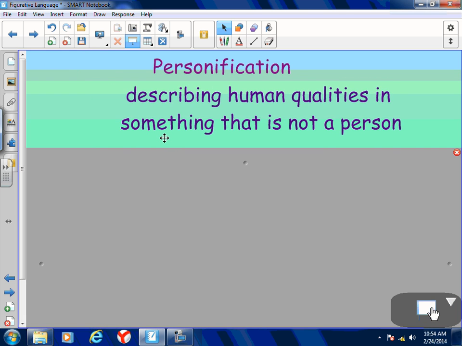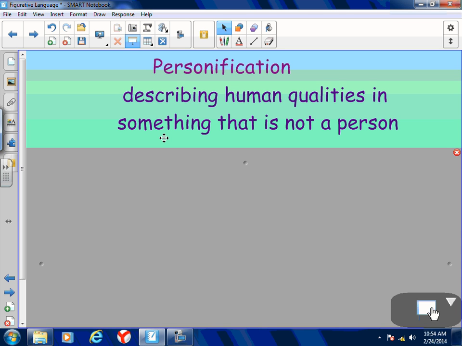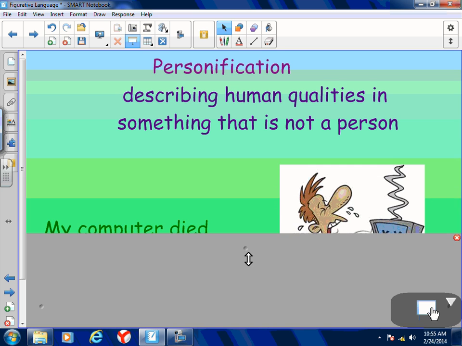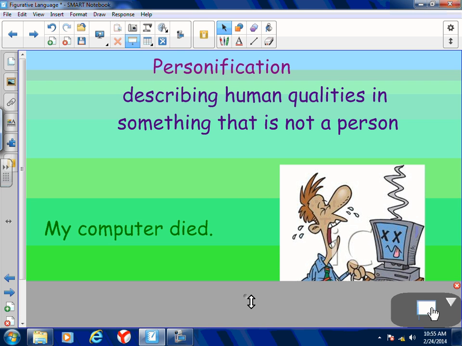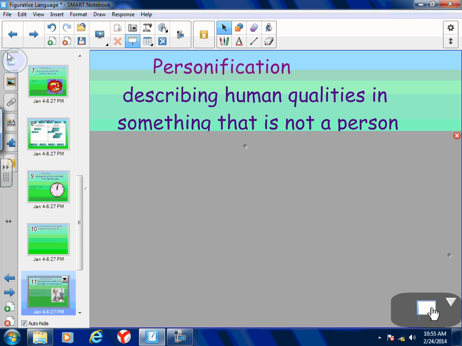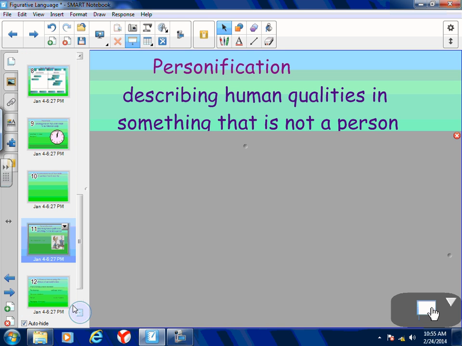Personification. What's meant by personification? Personification means describing human qualities in something that's not a person. Okay? When you give the quality of a person or a human to something or an animal, so when I say my computer died, the computer doesn't die, but it means that your computer doesn't work. So you say my computer died as if it is a person that died and has no benefits. Okay, this is called personification.